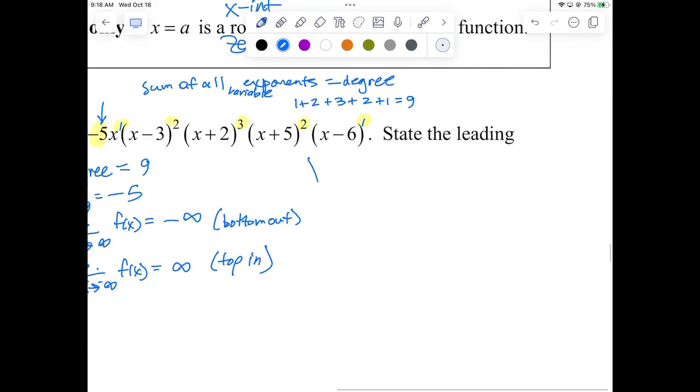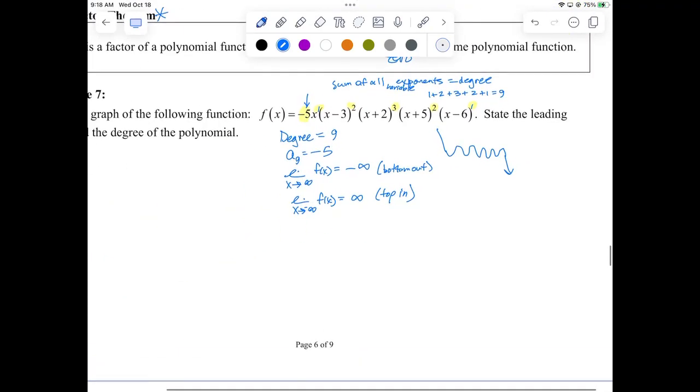It's going to look something like this. It's going to come in, and it's going to have as many as 8 turning points, and it's going to go out the bottom. Something crazy like that, right? Well, we could actually sketch it. Let's go ahead and sketch it. Give yourself a y-axis, give yourself an x-axis. Let's go ahead and list the roots.